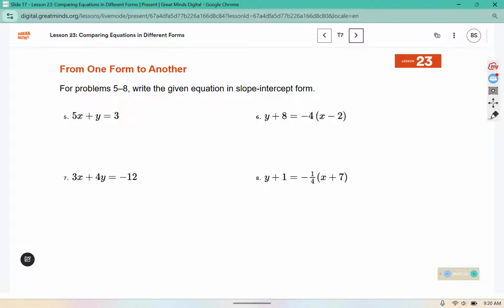For problems 5 through 8, write the given equation in slope-intercept form. So we're solving it for y. So we'll move the 5x to the other side. The x and the numbers can't be combined, so you have to just write it next to it.